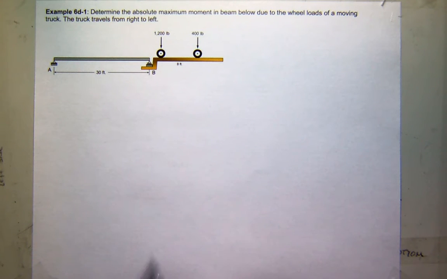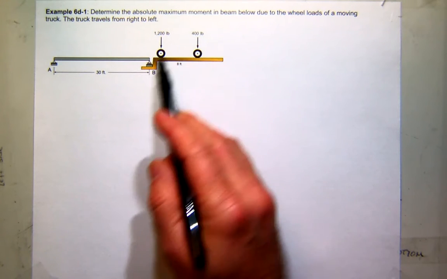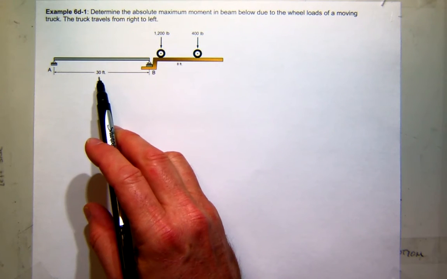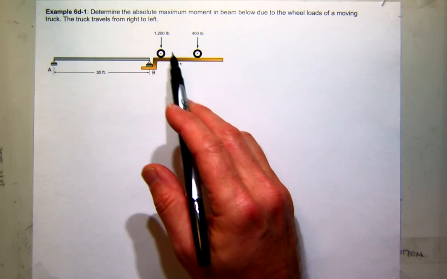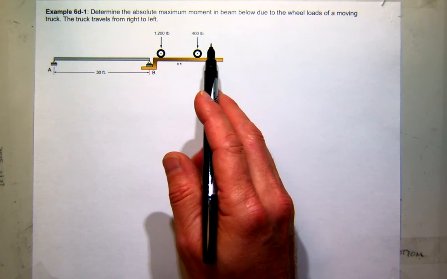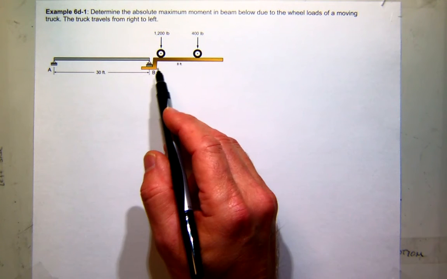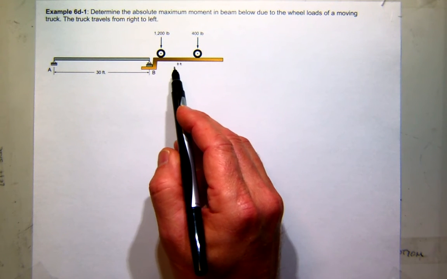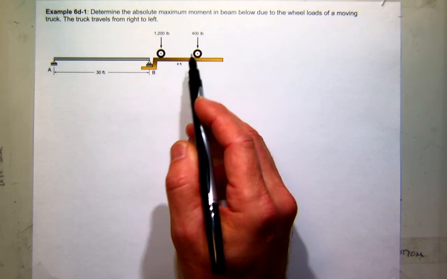Okay, so here's a problem. We want to find the absolute maximum moment in this beam. It's 30 feet long. Our vehicle, or our horse cart, or whatever it is, is moving from the right side to the left side. And I know it's hard to see, but that's an 8-foot difference between the two.